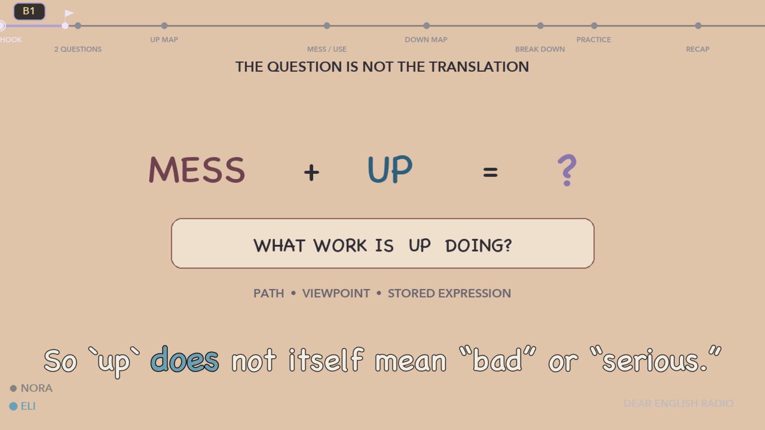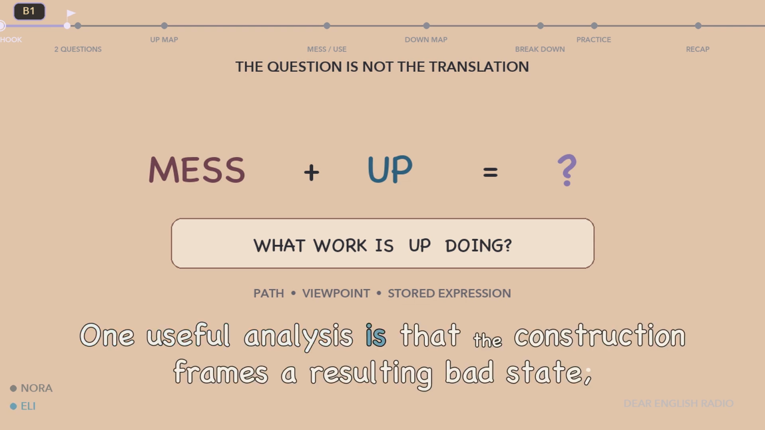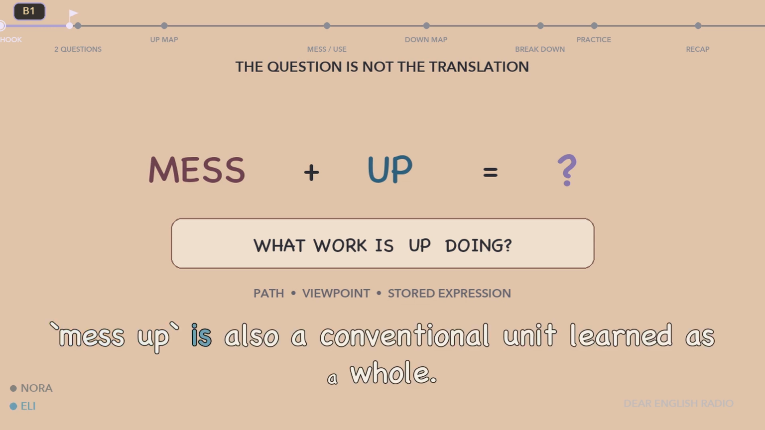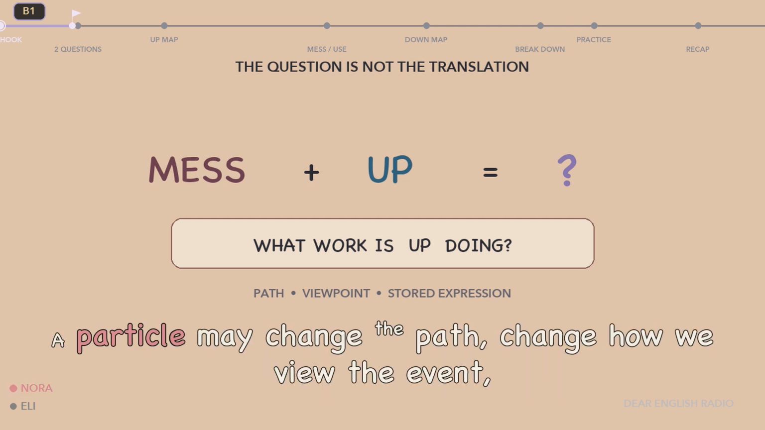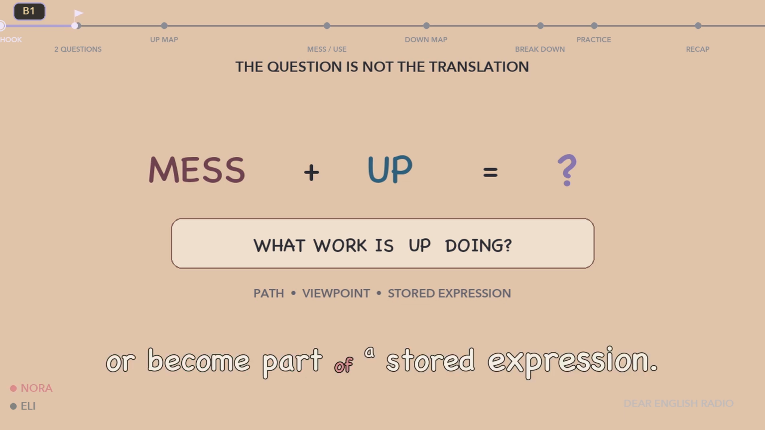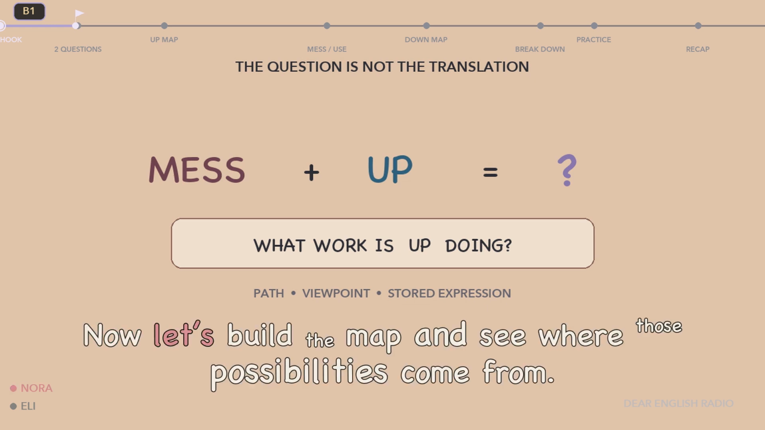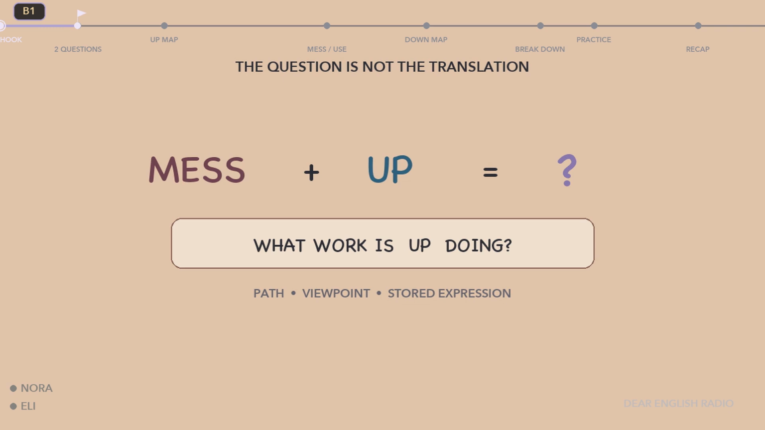So up does not itself mean bad or serious. One useful analysis is that the construction frames a resulting bad state. "Mess up" is also a conventional unit learned as a whole. That gives us three possibilities. A particle may change the path, change how we view the event, or become part of a stored expression. Now let's build the map and see where those possibilities come from.